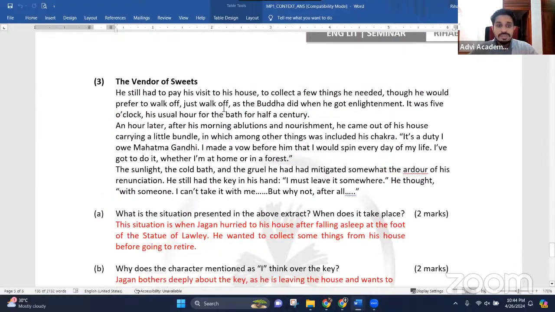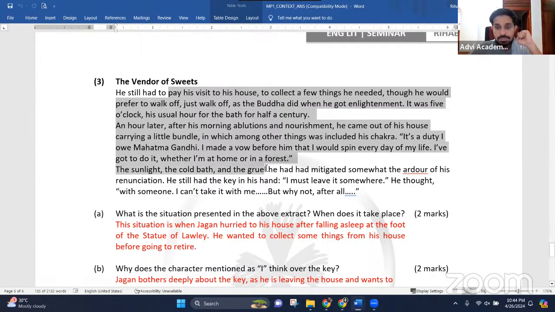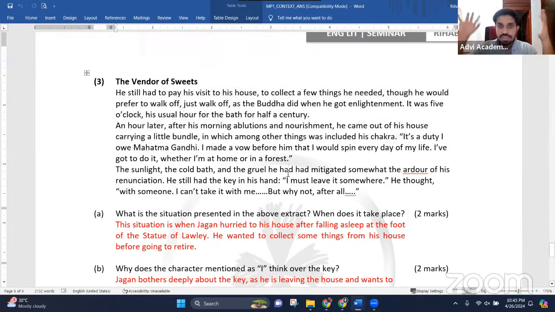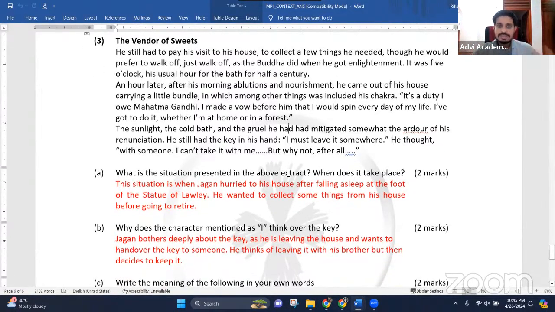Vendor of Sweets: he still had to pay his visit to his house to collect a few things he needed, right? And talk about Buddha getting enlightenment, right? And then talking about how he finished his morning ablutions, came out of his house carrying a little bundle, and then about Mahatma Gandhi, and then about the cold bath, and having the key in his hand. I must leave it somewhere. He's leaving his house, pretty much, Jagan. So if you know the story as to how he left the house at the end and went to the retreat, the ashram and all of that, you try to answer A and B from the passage itself.